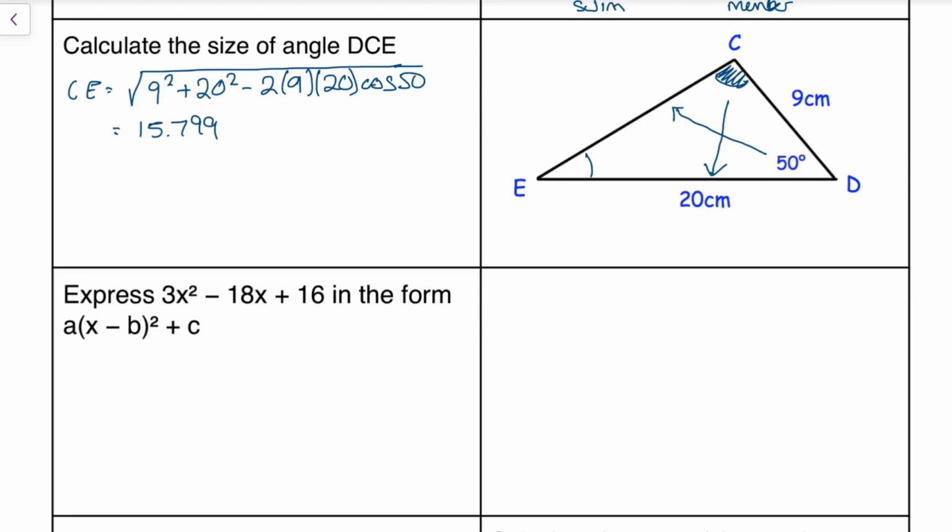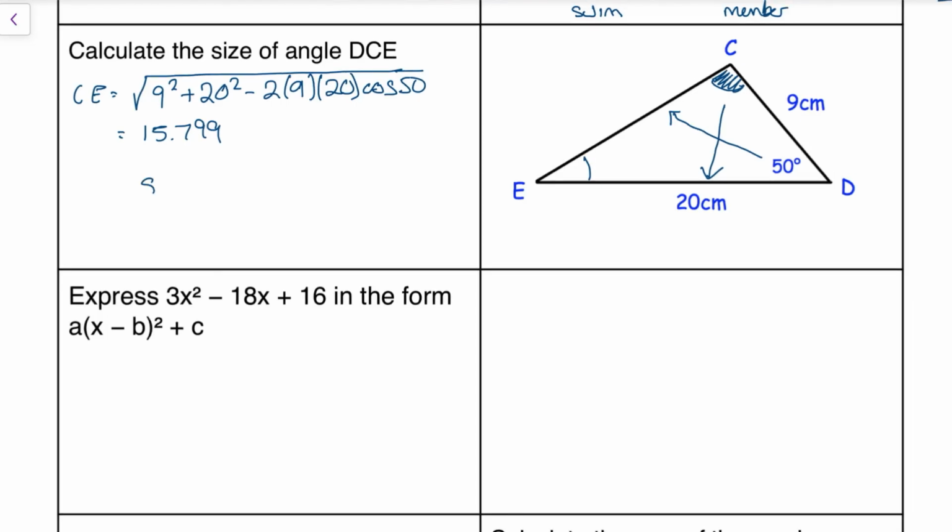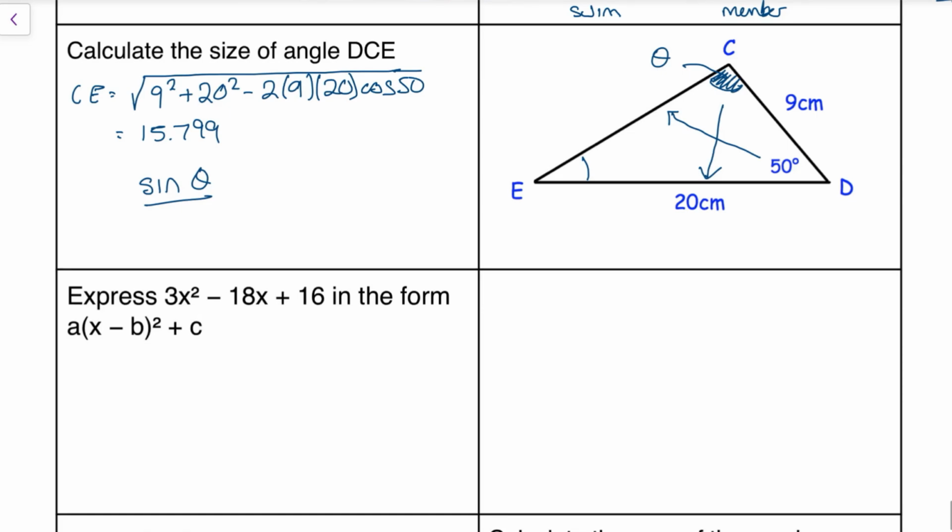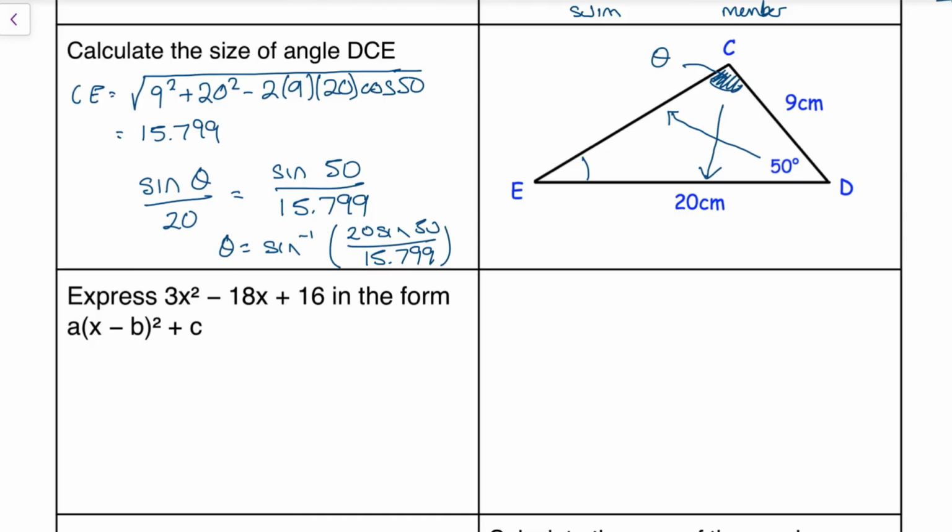So now using the sine rule, what am I trying to do? I'm trying to find an angle, so put the angle on the top. So sine of the angle I need, I'm going to call this theta, so this angle here is theta. Sine of the angle I need divided by the opposite side is equal to sine of the angle that I know divided by the opposite side, which I've just worked out to be 15.799. Which means that theta is equal to sine minus 1 of, let's do this carefully, 20 sine 50 divided by 15.799. Again, calculator out, and that is going to be 75.9 degrees.